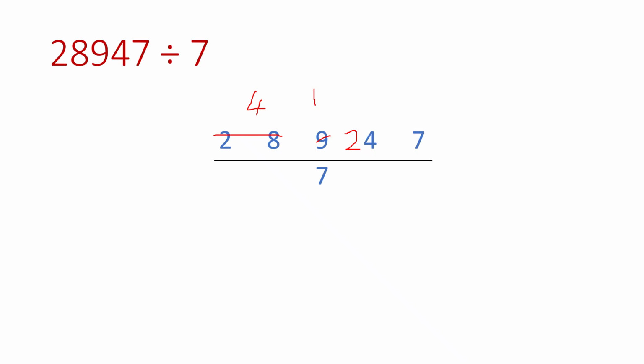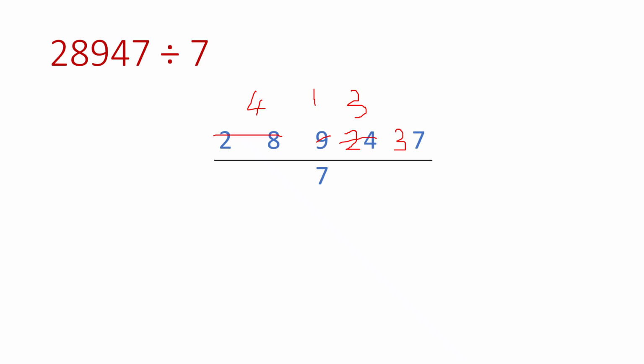24. How many times will 7 go into 24? It will go 3 times, 21. So 24 will go for 3 times. 7 threes are 21. 24 minus 21 will give me a remainder of 3. Okay, next step, the next digit becomes 37.